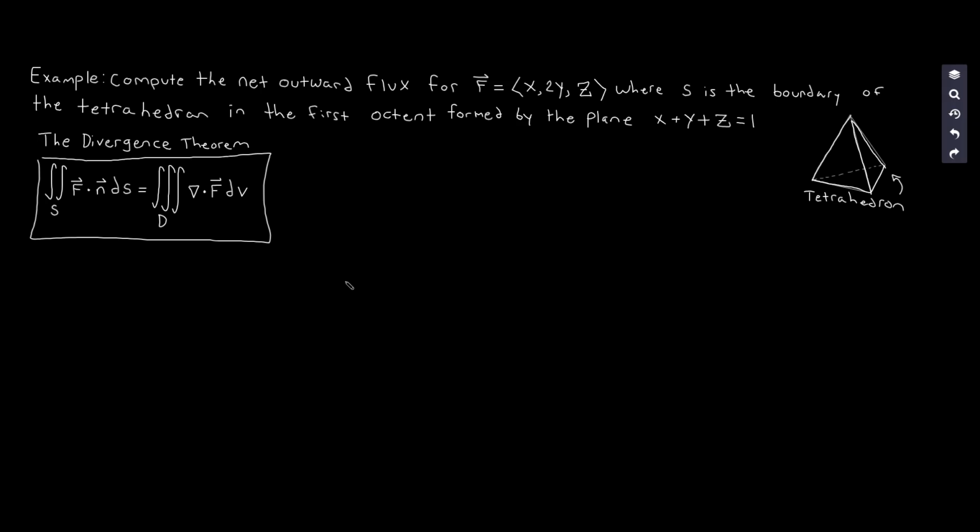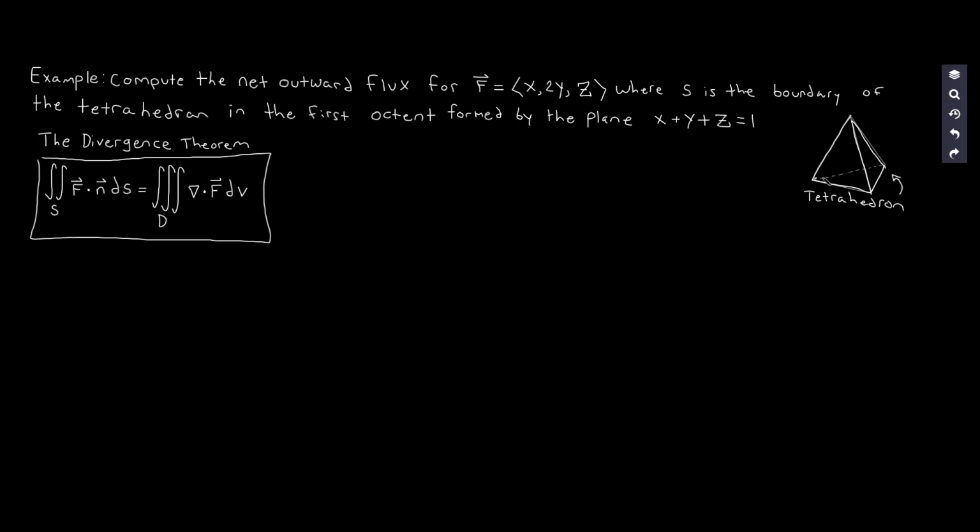All right, now this problem says to compute the net outward flux for vector F equaling x, 2y, and z, where S is the boundary of the tetrahedron in the first octant formed by the plane x plus y plus z equals 1. And here I have written out the divergence theorem, and here I drew a picture of a tetrahedron.